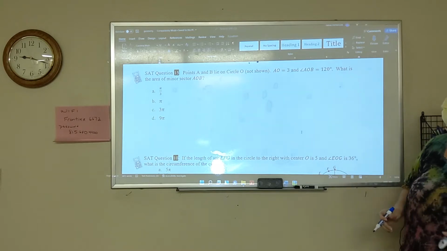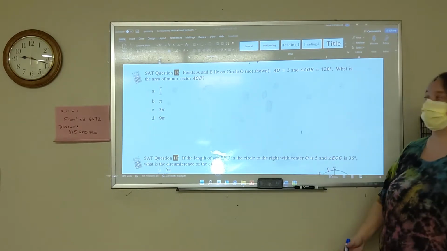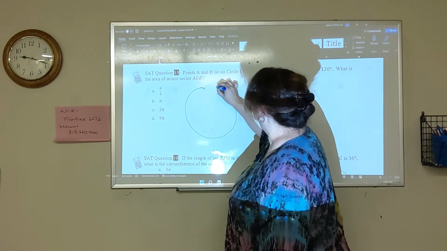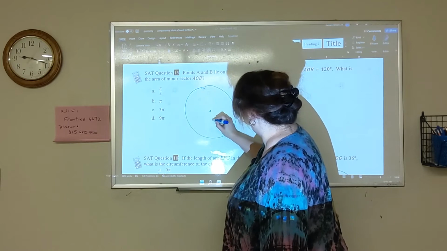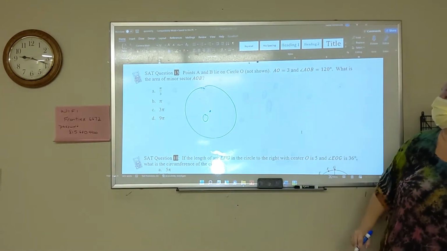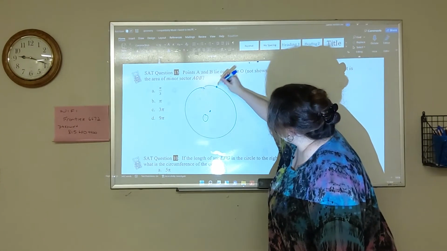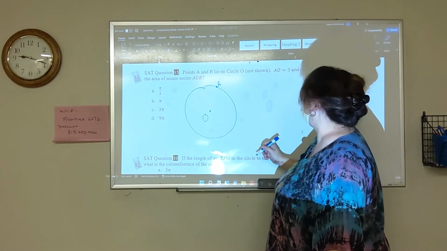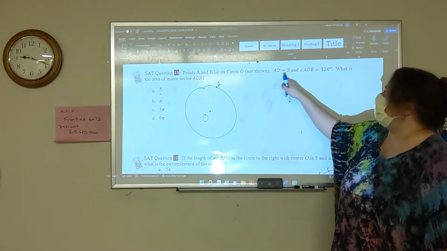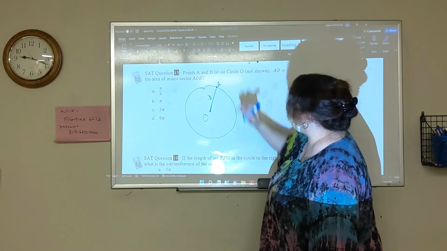SAT number 15, let's look at this. Points A and B lie on circle O, not shown. So of course, the first thing we're going to do is attempt to draw some sort of thing that looks like a circle. Since it says circle O, that means your center is O. A and B lie on this circle. I'm going to put A up there. I don't really know where to put B yet, so I'm going to hold off on B. AO is 3, which means the distance from O to A is 3.